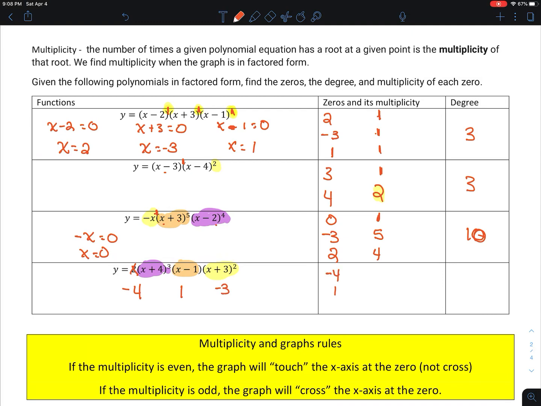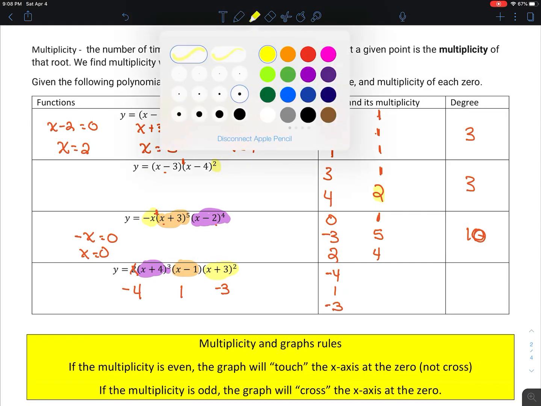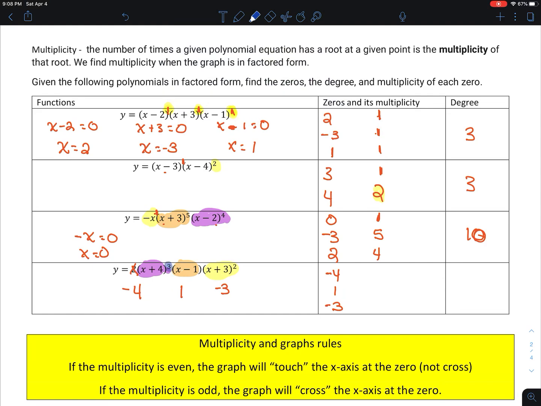So we have negative 4, 1, and negative 3. So the multiplicity of the negative 4 is 3, because that's its exponent. The multiplicity of 1, remember there's an understood 1 here, is simply 1. And the multiplicity of the last one is 2. So what's the total degree? 3, 4, 6. That is the degree.